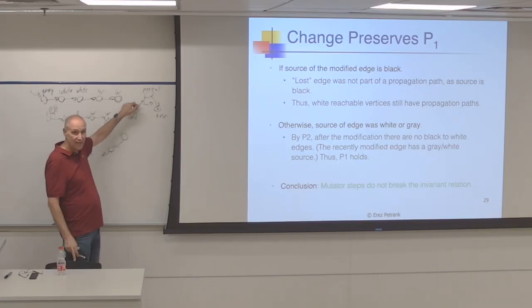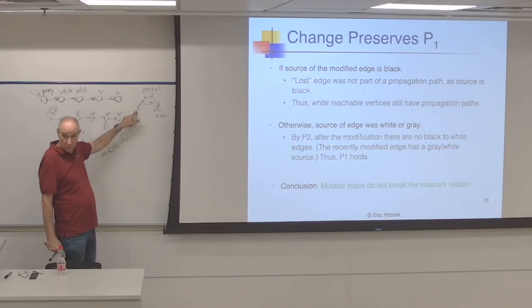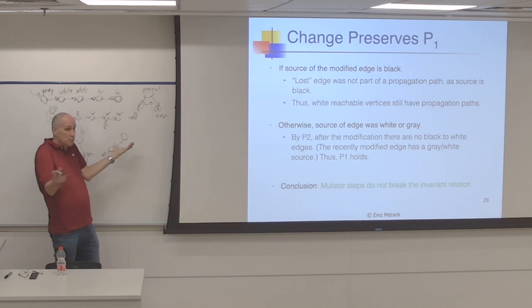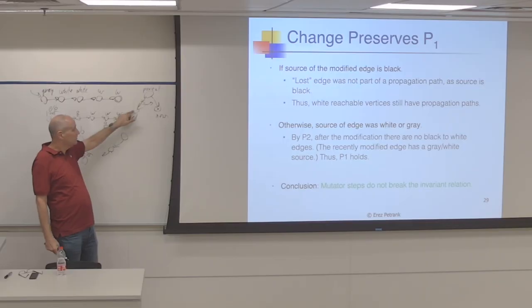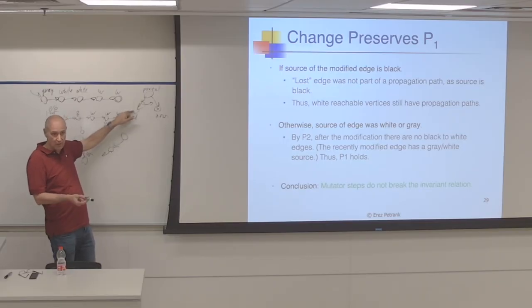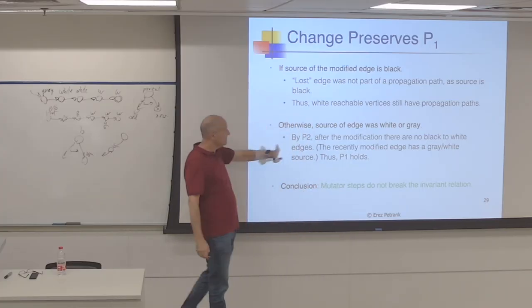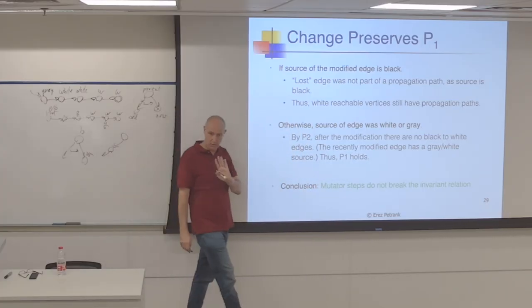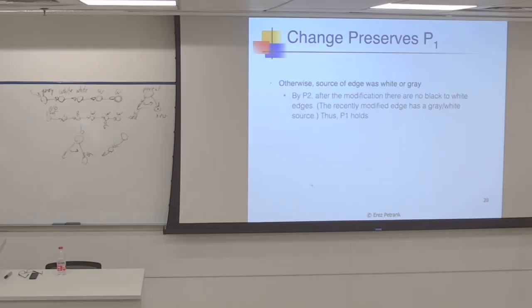So let's talk about this. What happens if this is gray and this is white, and I move this edge and this doesn't have a propagation path anymore? It becomes unreachable. That's what happens here. It's possible to make some node unreachable, and it's okay. If this became unreachable, it will be a white unreachable node, and it doesn't have to have a propagation path. So it's not something that we did wrong. In any case, both shade and change by the mutator do not make the invariants incorrect. They maintain the invariants.